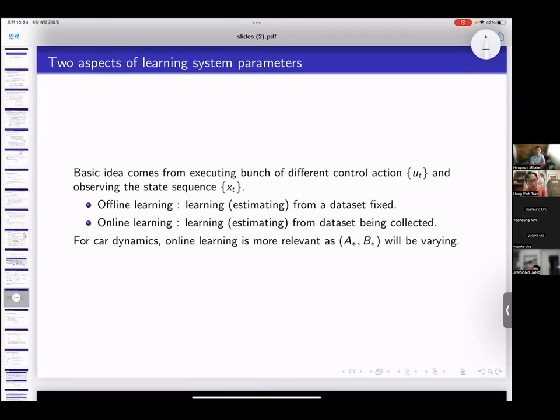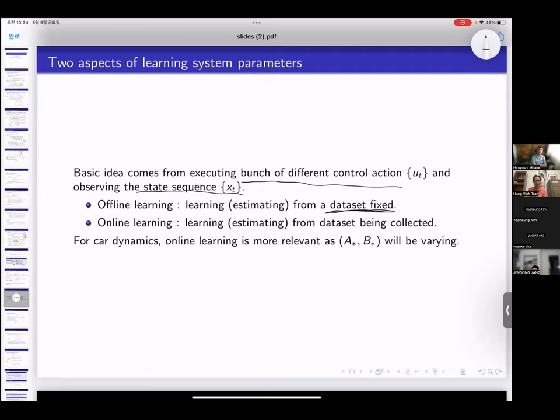Basically, we choose a bunch of different control actions, execute them, and observe the state sequence. If it's done with a fixed data set, or fixed parameter, and no information is added to our data, then such a learning problem is called offline learning.